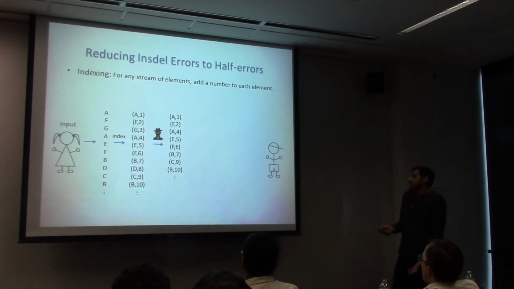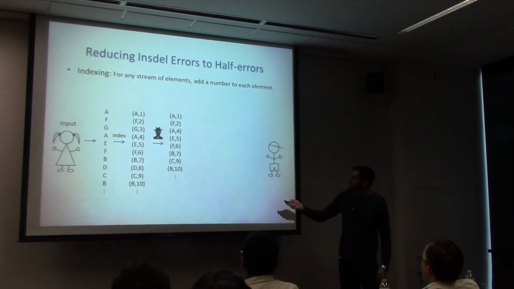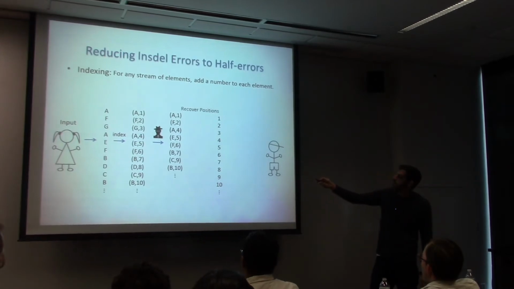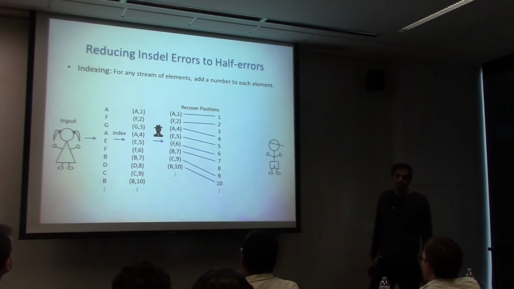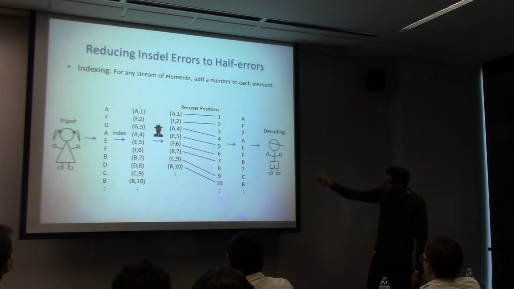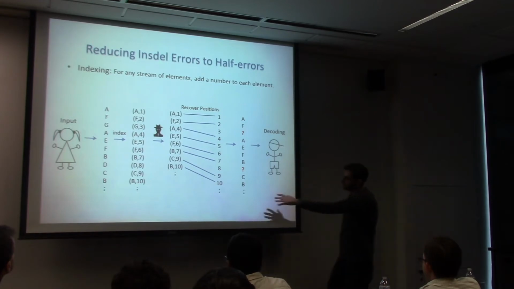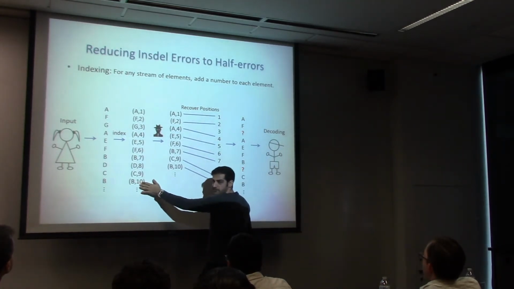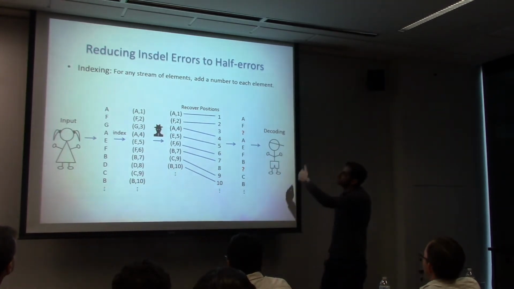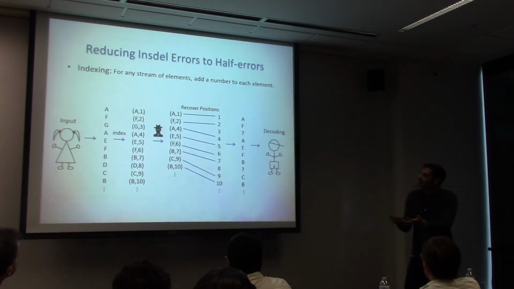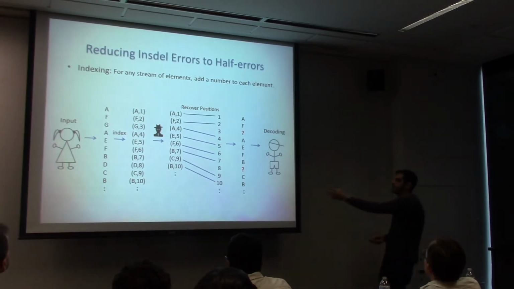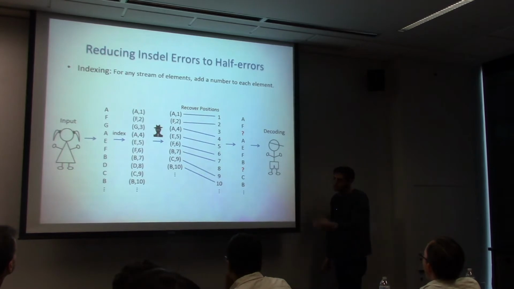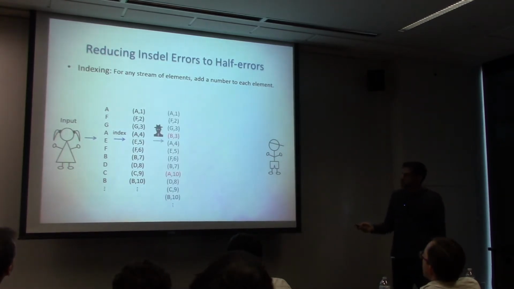And on the other end, when Bob receives this, he can just look at the indices and recover the positions of these symbols. So it basically can recover a string like this with original symbols plus some question marks. So if you have this magical indexing scheme employed in here, you can translate any k insertions and deletions into k half errors, k question marks. Same story goes with insertions.